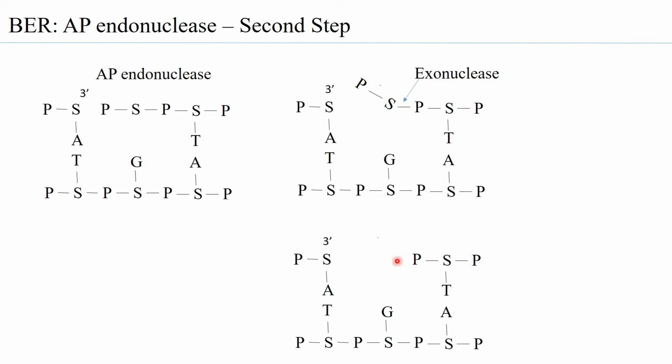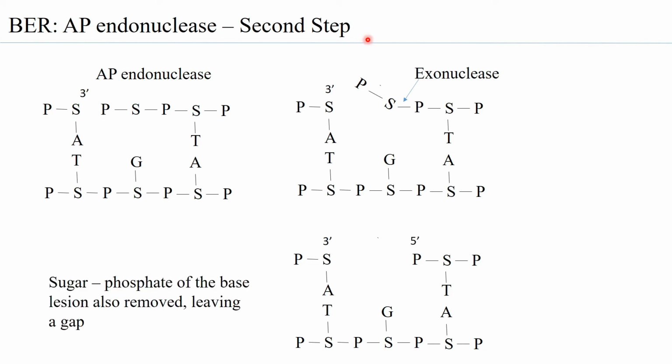So now what is seen is that there is a gap in the phosphate sugar backbone as well, where there was an abnormal base. So eventually what is happening is that not just the base is removed, but also the phosphate sugar that was associated with the base has been removed. So by the second step, therefore, what is understood is that the sugar phosphate of the base lesion is also removed and it leaves a gap. Now this gap is something that has to be filled.